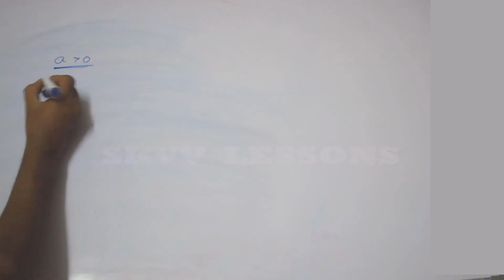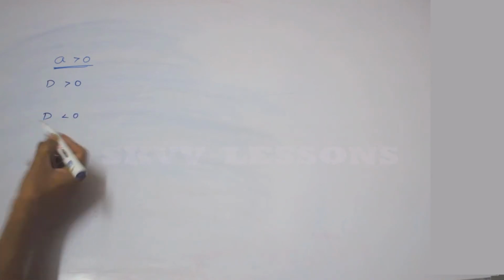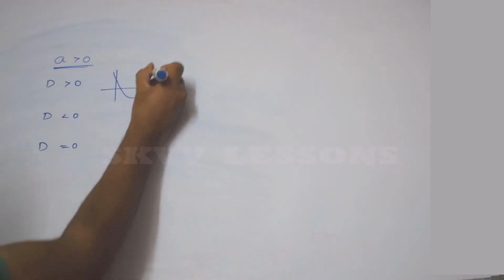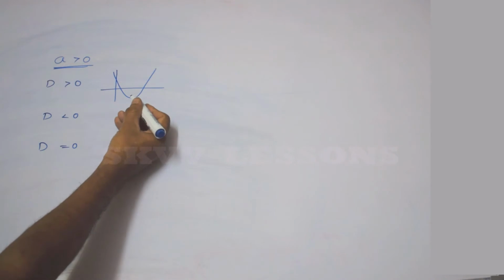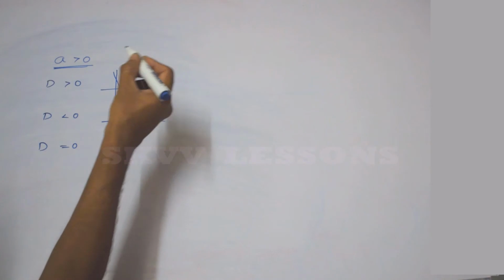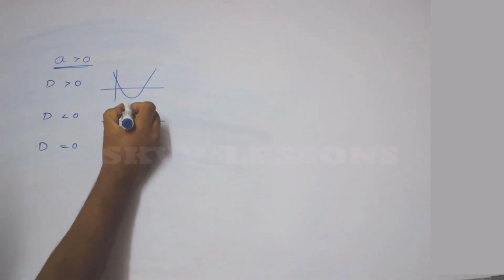Whatever results we discussed now are for A positive. Now I will give you the revision. A is positive, and D is positive, D is negative, D equals 0. Whenever D is positive, this is a rough graph of y equals ax square plus bx plus c. Whenever D is negative, it is entirely above the x-axis, like this.